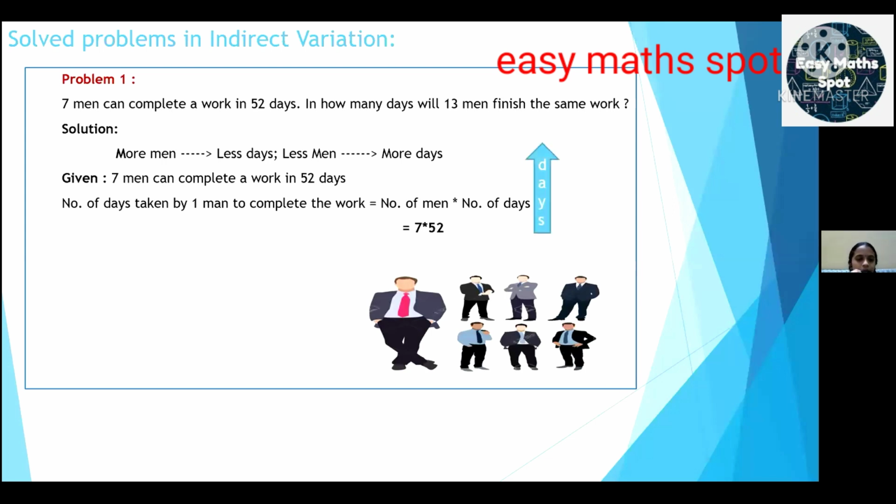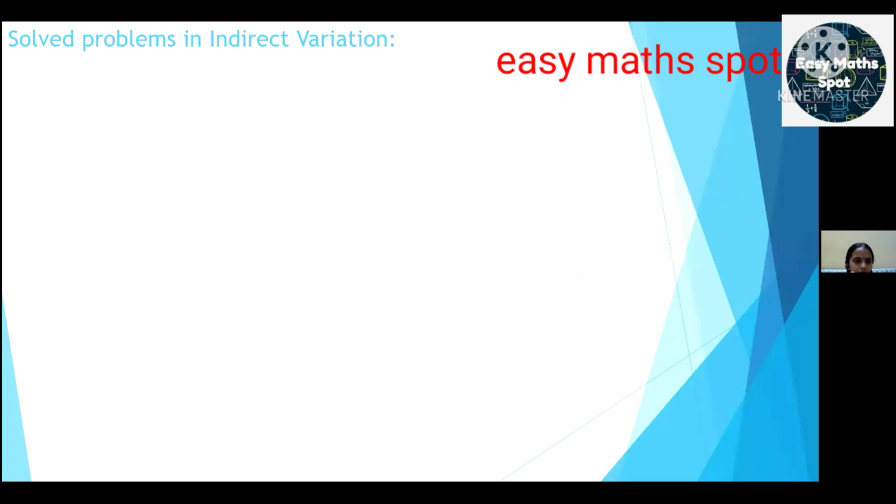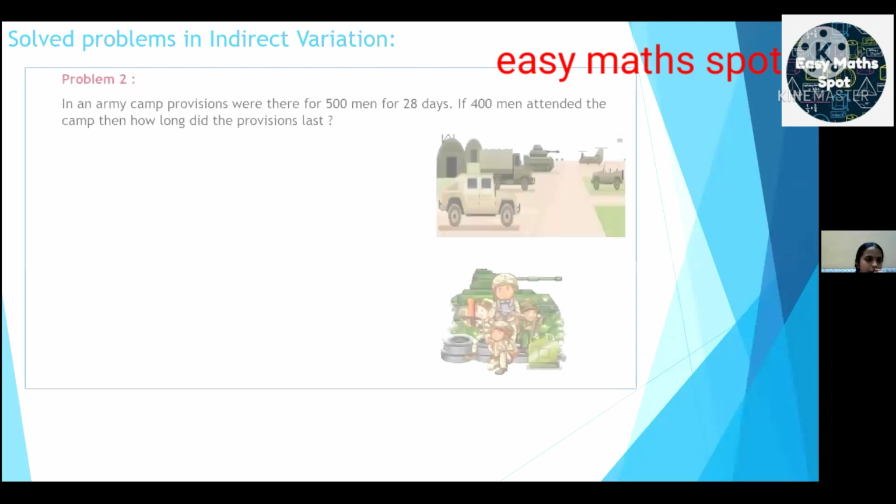Here the days are increased as the number of men is decreased from 7 to 1. Number of days taken by 13 men to complete the work equals 7 multiplied by 52 divided by 13, equal to 364 divided by 13. That is 28 days. Answer, 13 men can complete the work in 28 days. Here the days are decreased as the number of men is increased from 1 to 13. Let's see the other example.